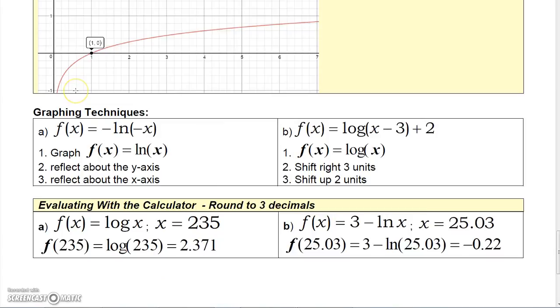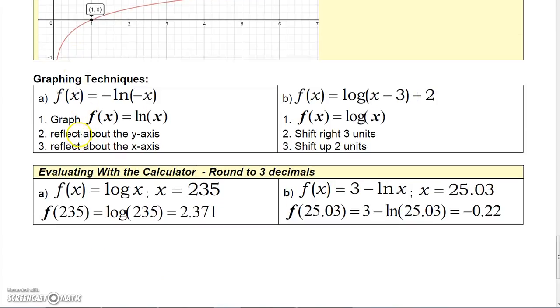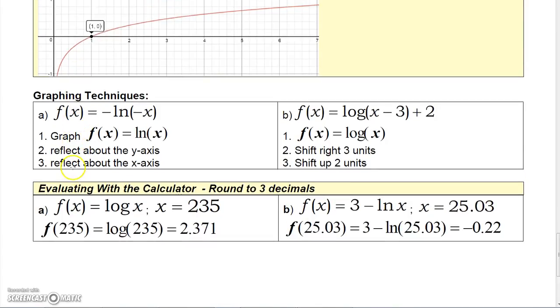Okay? And this is just some couple more graphing techniques that you can do. If you wanted to graph minus the natural log of negative x, the negative x would reflect the graph about the y-axis, and then the negative one in front of it would reflect that result about the x-axis. And then here's the common log, so you would take this common log and the x minus 3 would shift that common log to the right 3 units, and then the plus 2 would shift it up 2 units.